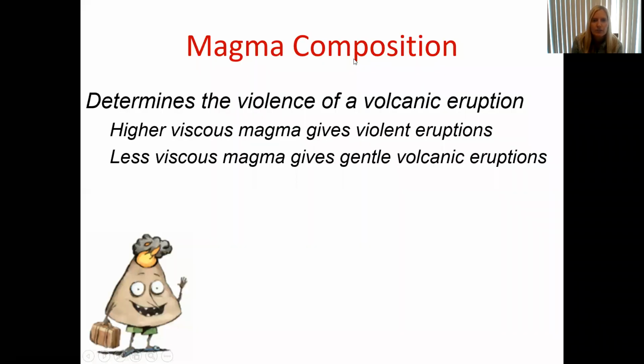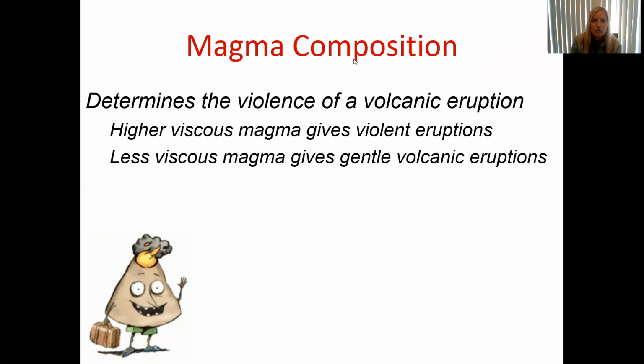All right. So first up, we're talking about magma and lava. We've talked about them a little bit before. Mainly the difference, of course, is that magma is below Earth's surface, lava has reached Earth's surface. And so the composition of that magma, or what's in the magma, is going to determine how violent of a volcanic eruption we're going to have.